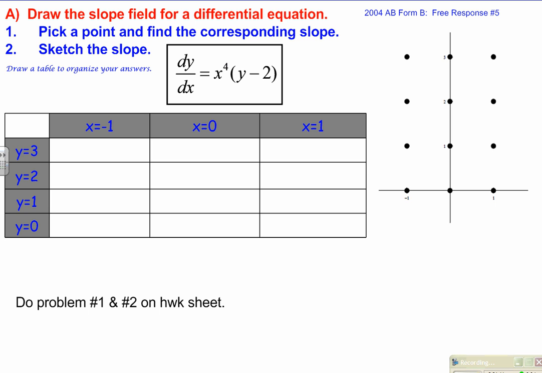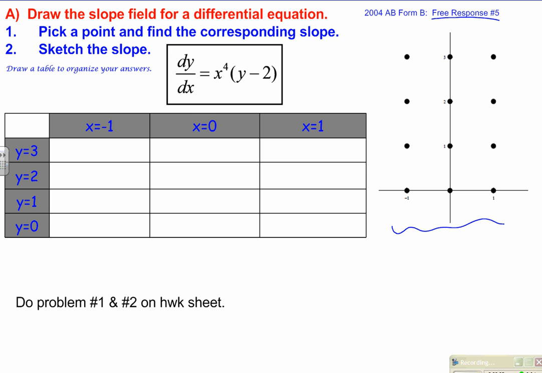Draw the slope field for differential equations. This is one style of test question, often in the free response. This came from 2004, but it's very typical that they show a small slope field. Obviously, if you did too many points, it would be a lot of work, but I'm going to show you how to actually calculate what the little tick marks will look like. So we're going to pick a point, find the corresponding slope, and then sketch it.